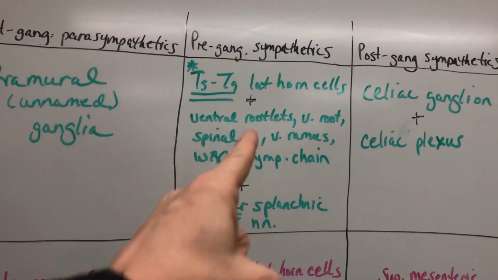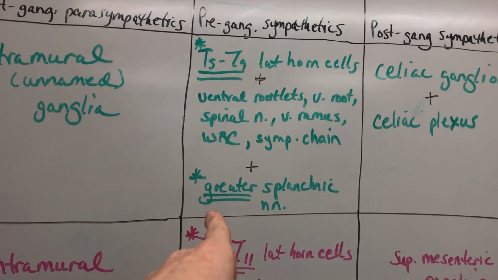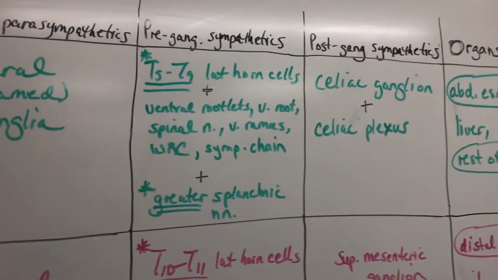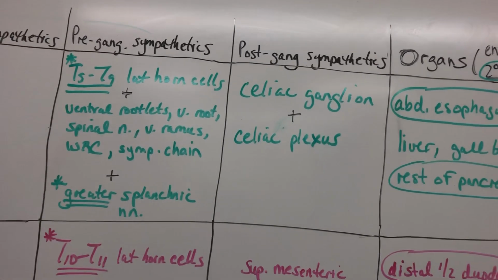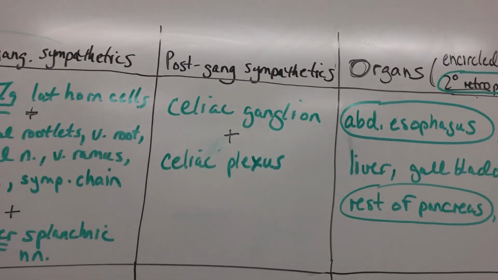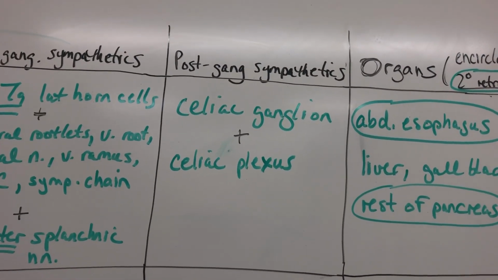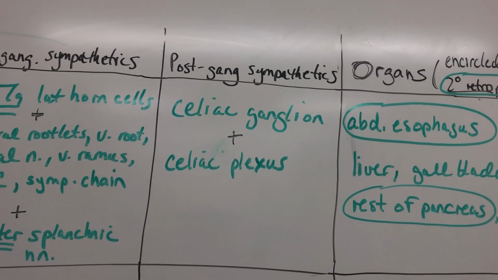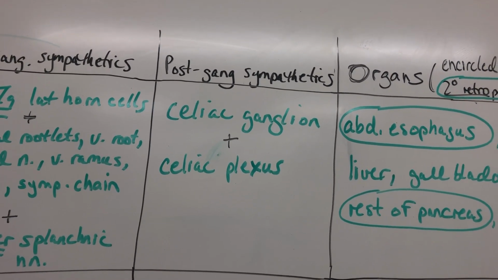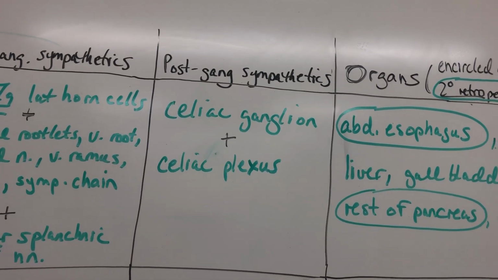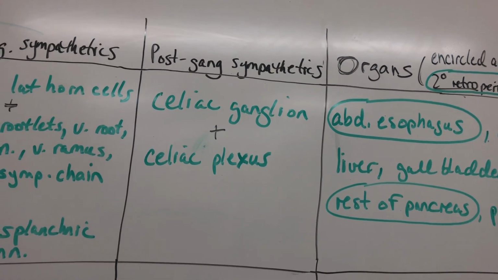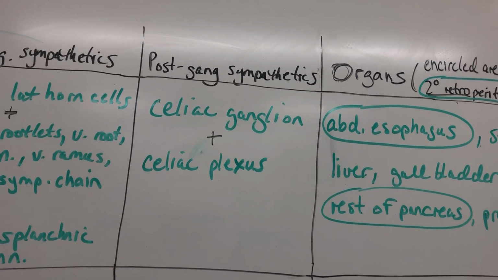They will leave via the greater splanchnic nerves, which are preganglionic sympathetics. They'll then travel through the thoracic diaphragm to get to their ganglion, called the celiac ganglion. They'll synapse here, and the axons travel in the celiac plexus. This was the same celiac plexus that had our preganglionic parasympathetics. So all plexuses that are mesenteric have pre-parasympathetic and post-sympathetic.